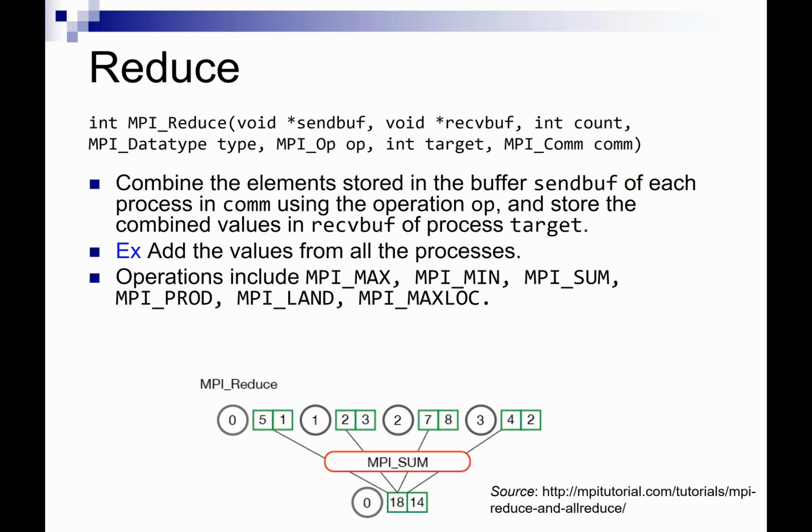For example, you can do the max or the min. If you do the max, then you're going to produce two numbers. The first number is the max of the first entry in all of these vectors, so it's the max of 5, 2, 7 and 4, which is 7. The other entry is the max of 1, 3, 8, and 2, so the second entry would be 8. If you did min, then you would be getting 2, that's the first min, and 1 for the second.